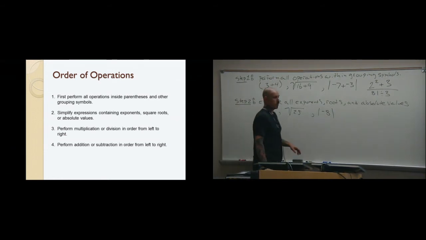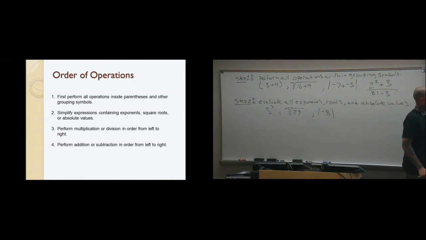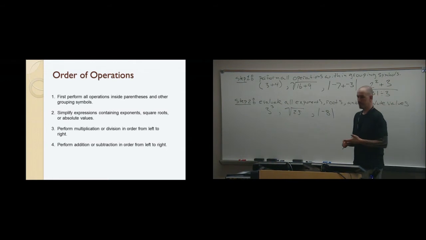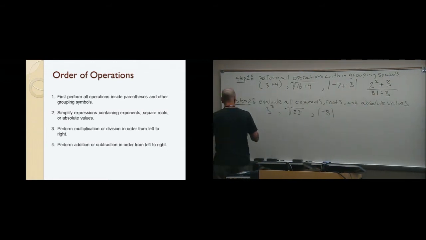Okay? So step 1, perform all operations inside grouping symbols. Step 2 is to evaluate all exponents, roots, and absolute values. Okay? Once we've done that, step 1 and step 2, there can only be the 4 basic operations left: multiplication, division, addition, subtraction. So in step 3, we're going to do all multiplication or division as it occurs from left to right.